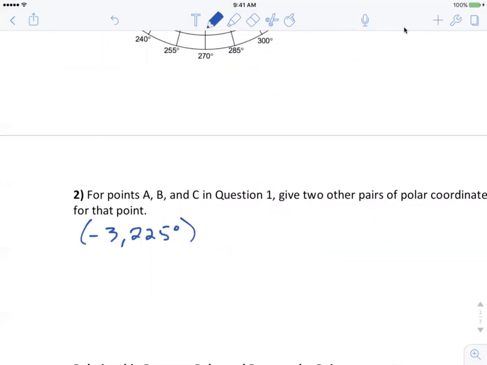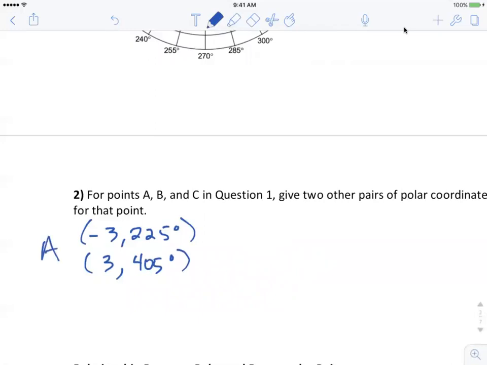Well, you can always do coterminal angles. So if we stick with the +3, but then added 360 to 45, I go 1 full revolution. So 45 plus 360 is 405. These will be alternate forms for A.